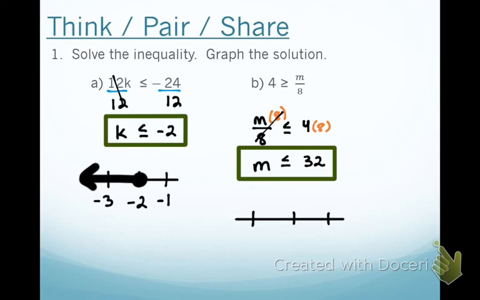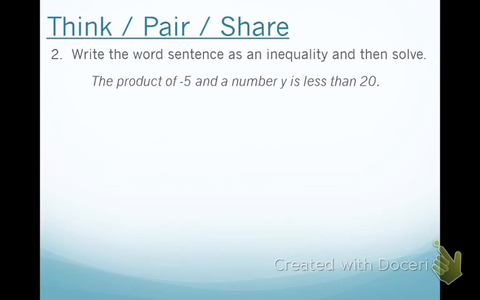All right, so class, what number goes in the middle? 32. What's 1 less than 32? 31. What's 1 bigger? 33. This is going to be a closed circle, and all solutions are less than, so it's going to go to the left. All right, final problem of the day.